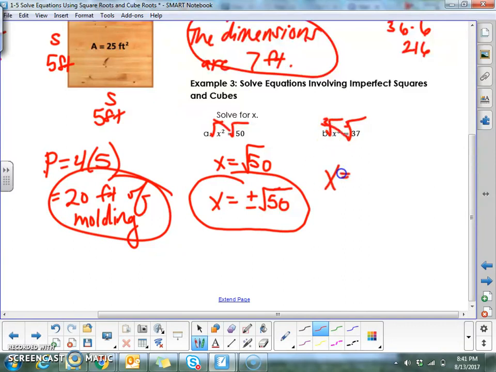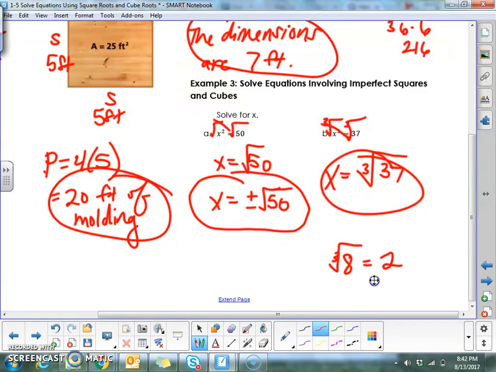When you have cubed, 37 is not a perfect cube, so I'm going to leave my answer as the cube root of 37. Now, with this one we had a positive and negative. With the cube roots, you do not. And the reason why is, and I'm going to give you an example of an actual perfect one, but let's say we are trying to find the cube root of 8, which you guys should know by now is 2.